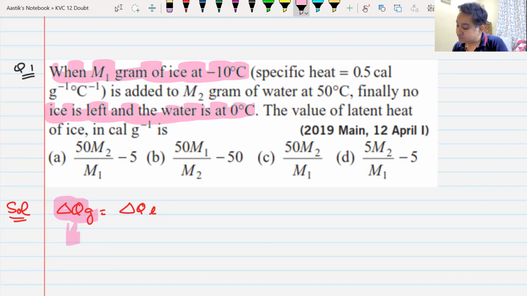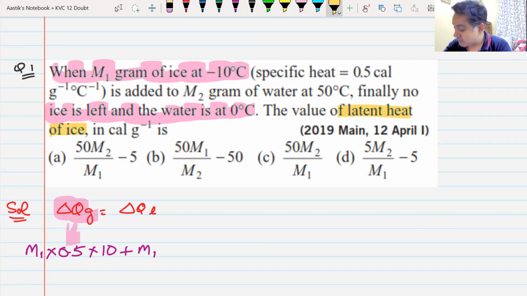It is not given. No, it is given. Latent heat we have to find out. I thought the specific heat is not given. Okay, so latent heat is given. So M1 into 0.5 multiplied by 10. This is the heat required to raise the temperature from minus 10 to 0. Plus, we have to melt it. So M1 into latent heat, which we have to calculate. Latent heat we need to calculate. M1 multiplied by L, that is the heat gain.